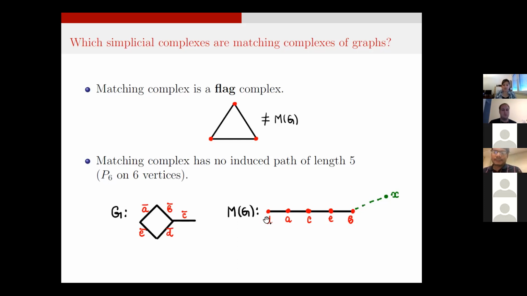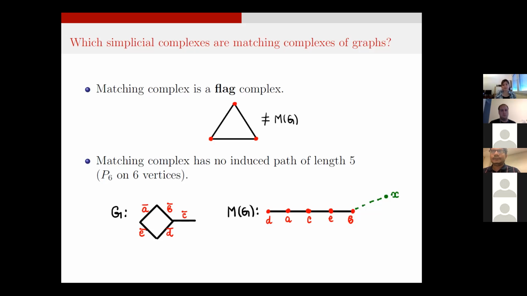First, if we start with this path on 5 vertices, we can uniquely determine the graph that gives it as matching complex. And this is the graph. And if you want to add one more, this X, well, this should correspond to an edge here, which is non-adjacent to B bar, but adjacent to everything else. And that's not possible. So this is a small proof. And this is also a trivial condition to be a matching complex.